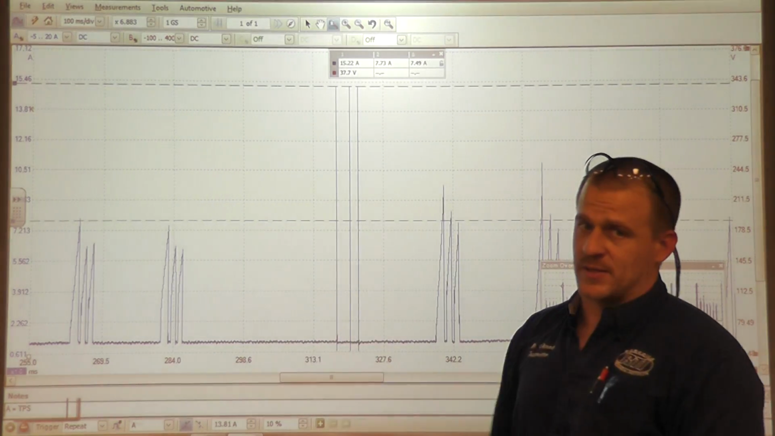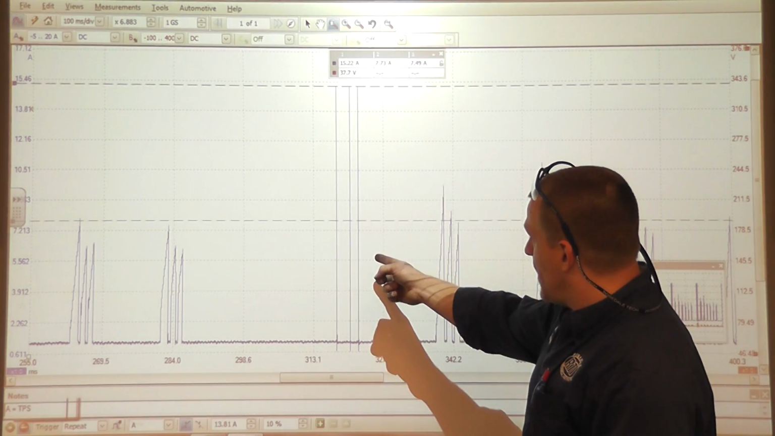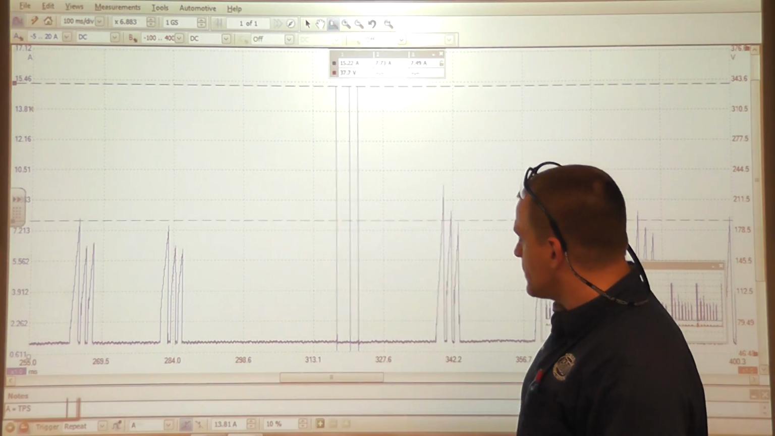What happened to this number 6 driver? It got cooked. By what? By that shorted coil right there.